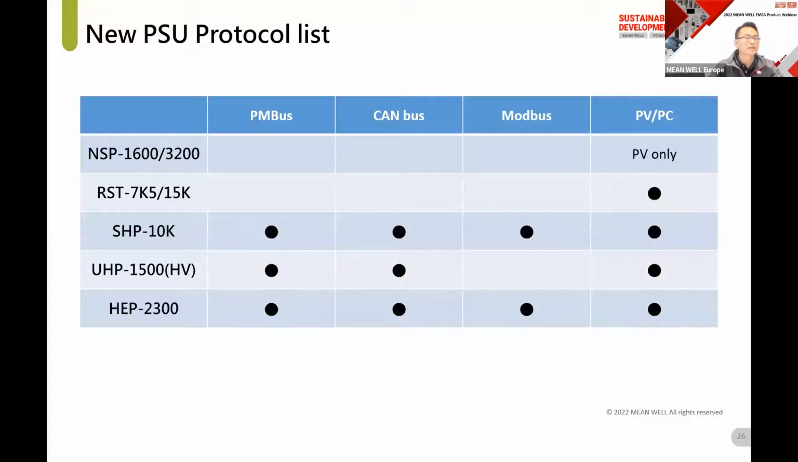This table shows the protocols of the new products. Most of the high-power models have PMBus and CAN bus versions. Modbus is also available in the SHP and the HEP. Note that the NSP series has a PV function only. If the customer needs a PC function or parallel function, please check the RSP series.